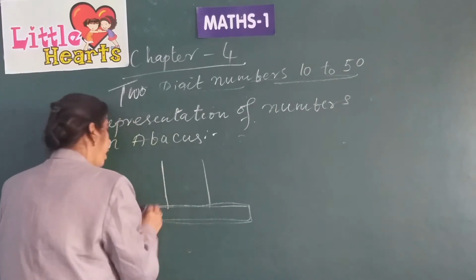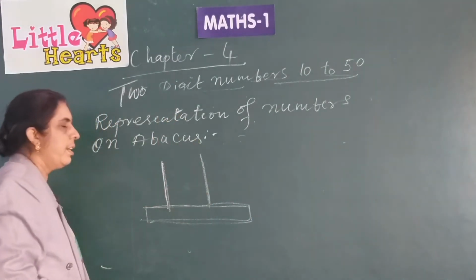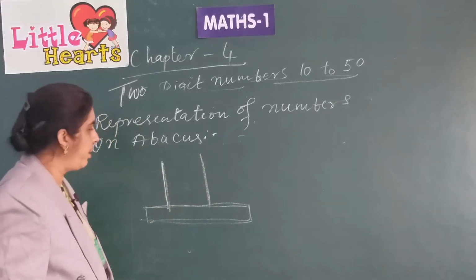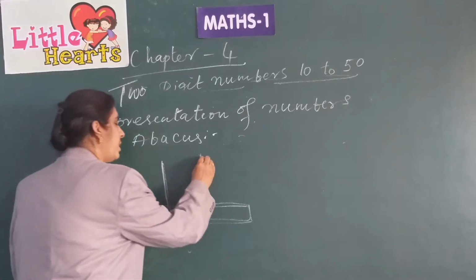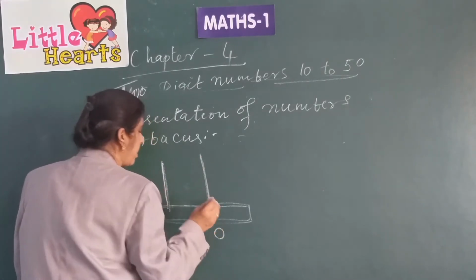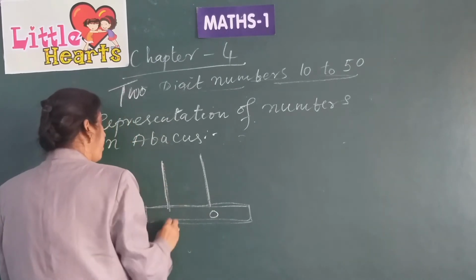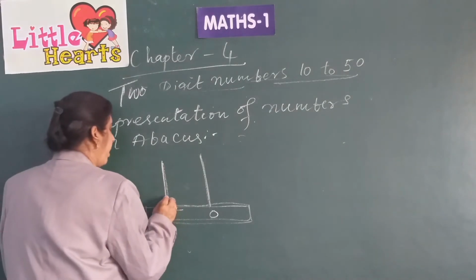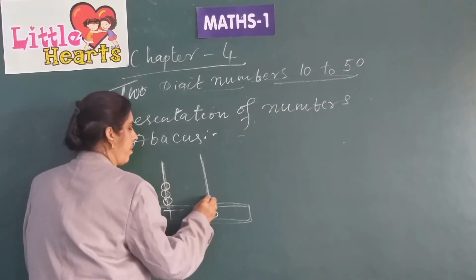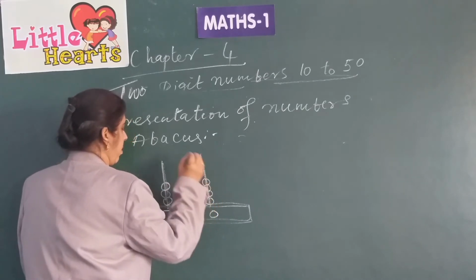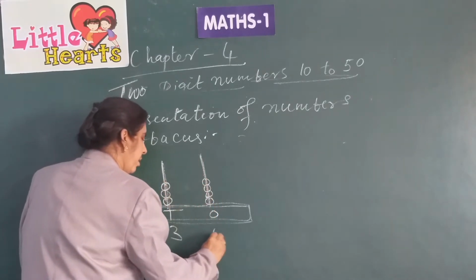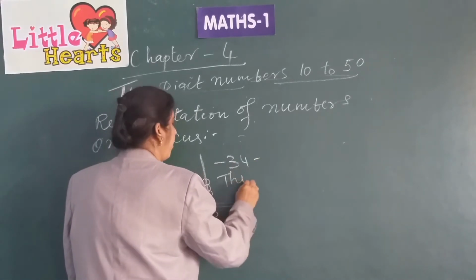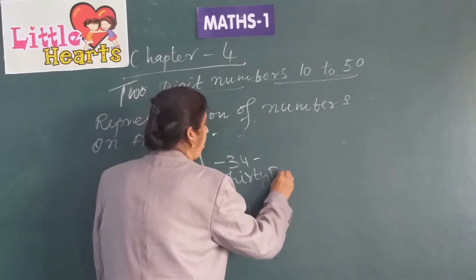It is a wooden frame and 2 sticks will be there, and we can insert beads into them. So the first rod, this right side rod represents ones and the left side rod represents tens. According to the number of beads on this, you can write the number. So here 3, 4. So it is 34. How do we write it? 34.